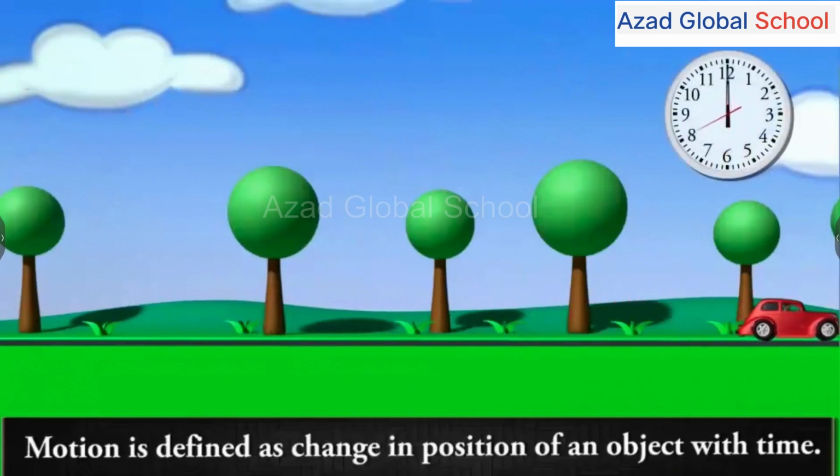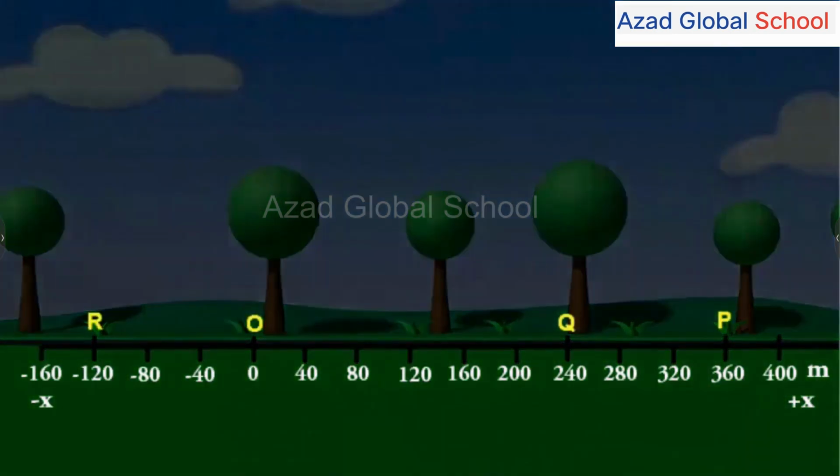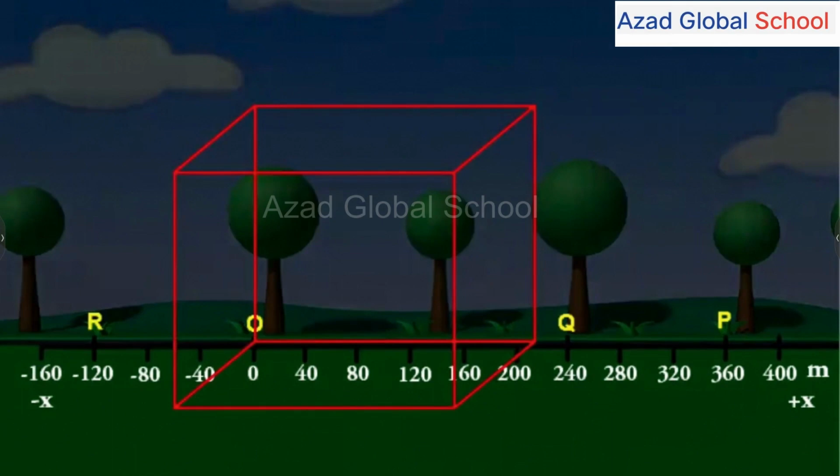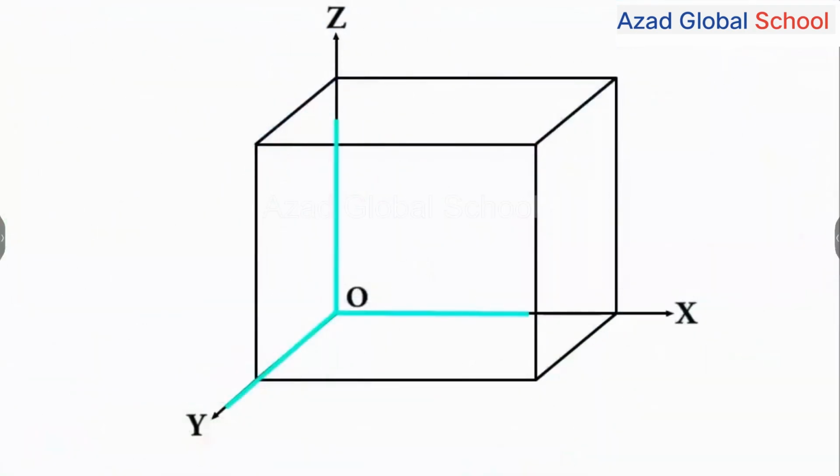In order to specify position, we use a reference point and a set of axes. It is convenient to choose a rectangular coordinate system consisting of three mutually perpendicular axes labeled X, Y, and Z axis. Point of intersection of these three axes is called origin, O, and serves as the reference point. The coordinates x, y, z of an object describe the position of the object with respect to this coordinate system.